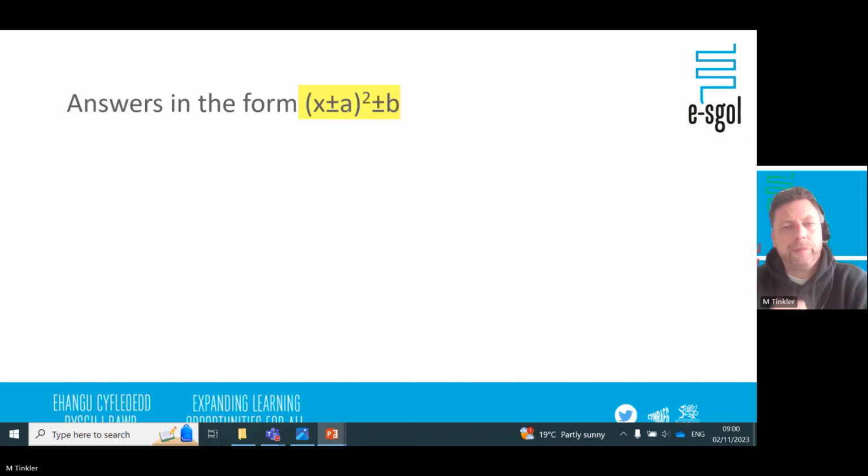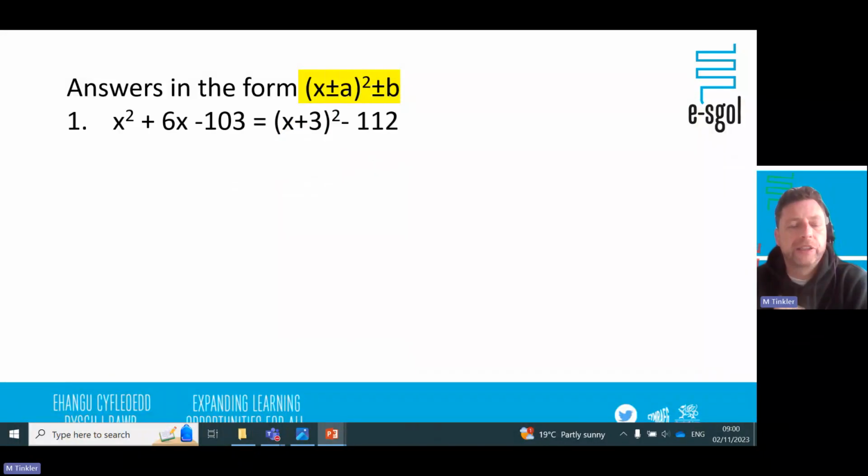Okay. The answer's in this form. So there's the answer to number 1. Half of 6 is 3. 3 squared is 9. But I've got to take away the 9. Sorry, so minus 9, subtract another 103, goes to minus 112.